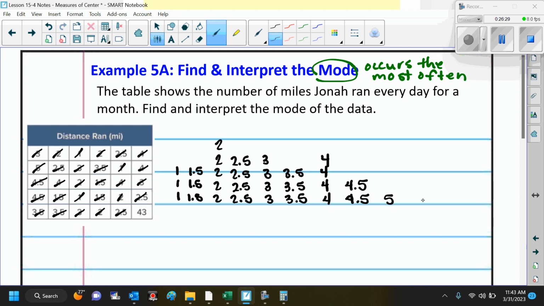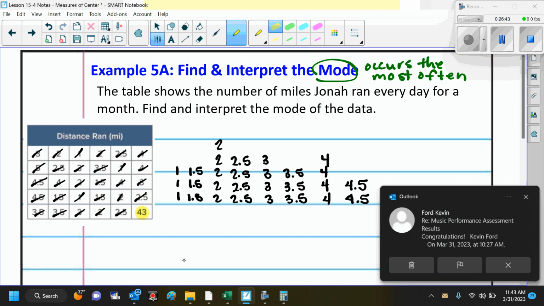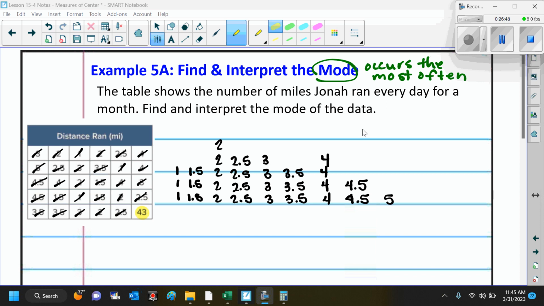Now, this must be a typo. I'm going to have to check this out before I put this in here. Okay, that says 43 miles. You think he ran 43 miles in one day? Okay, I checked it out, and it does say 43 in the book. Even still, that's kind of crazy. I don't think Jonah ran 43 miles in one day. That's nuts. But I'm going to put it in there anyways.